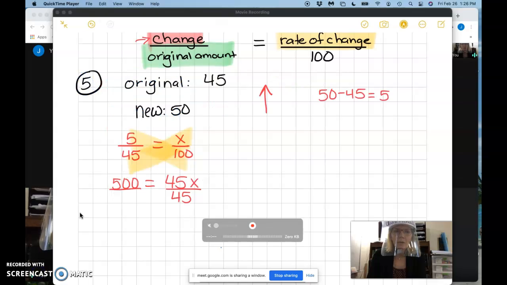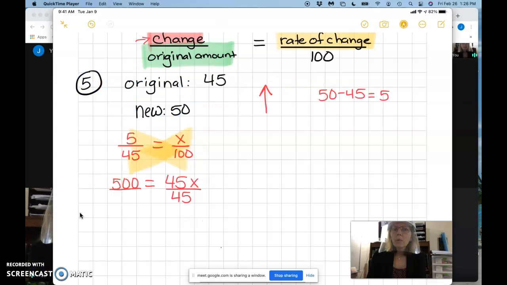I keep forgetting to record. I'm so sorry. So what we did, again, to find this top number is we found the difference between our original and our new, and we got 5. We put it over the original amount, and then it equaled x over 100. So we cross-multiplied, and we got 500 equals 45x. Now we're dividing both sides by 45.